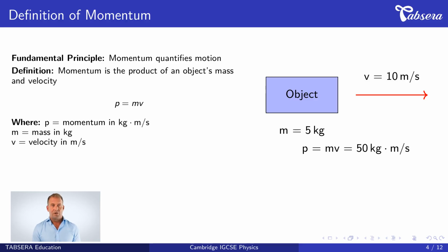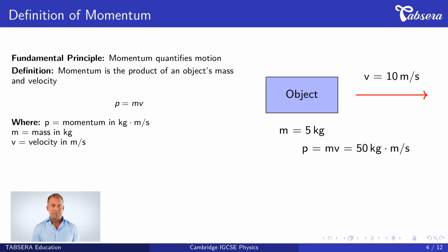Let's explore our first core concept. The fundamental principle states that momentum quantifies motion by combining mass and velocity. This means momentum tells us how much motion an object possesses. The definition is, momentum is the product of an object's mass and velocity.